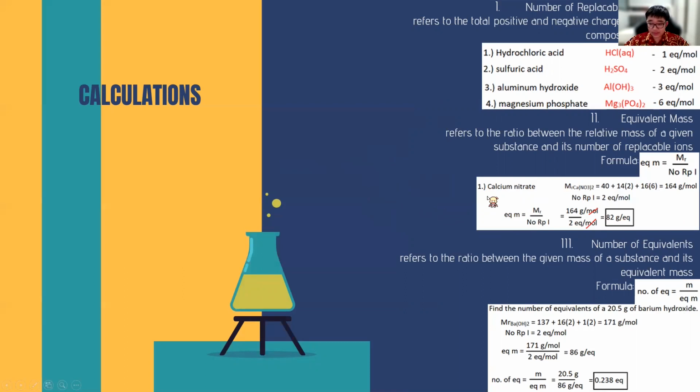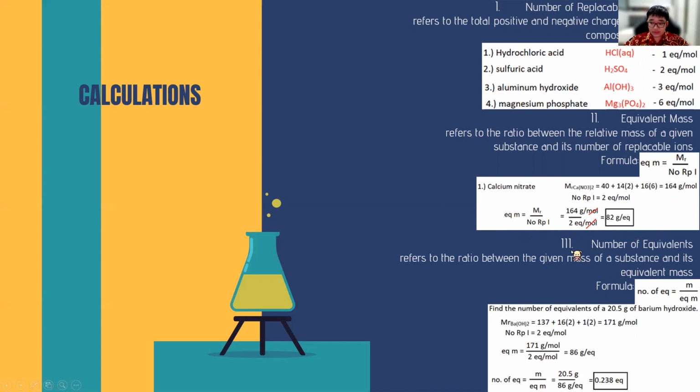For example, number 1, we were asked to find the equivalent mass of calcium nitrate. First, we find the molar mass, which is equal to 164 grams per mole. The number of replaceable ions for this is Ca, which is 1, and NO3, which is 2, so two replaceable ions. Then 164 divided by 2 is equal to 82 g over EQ.